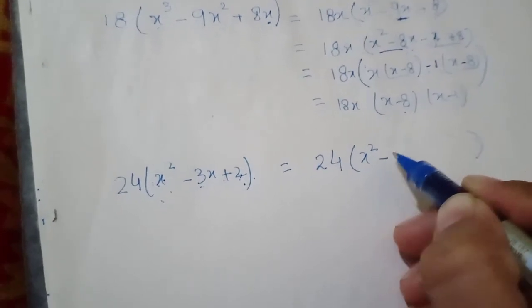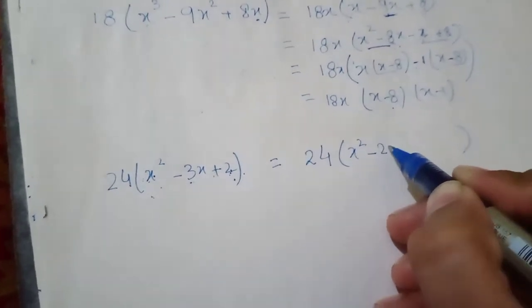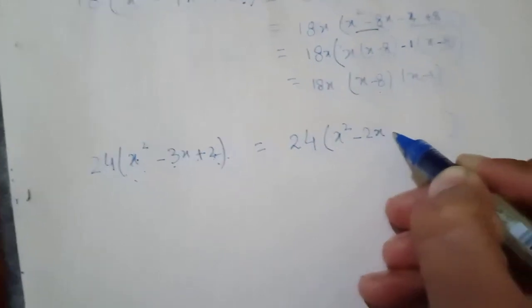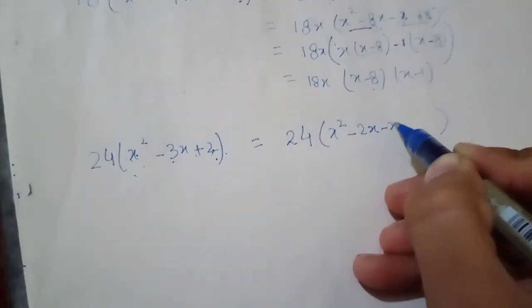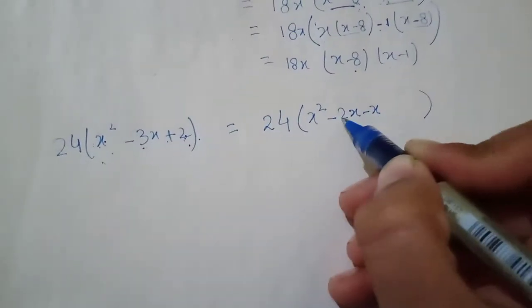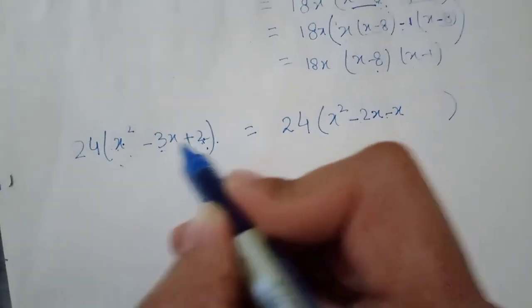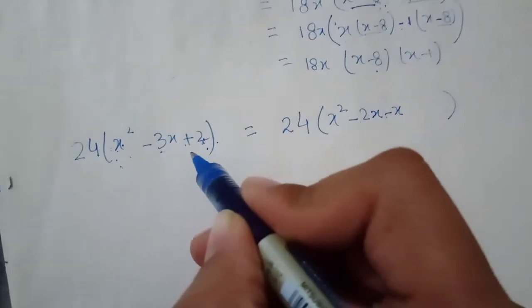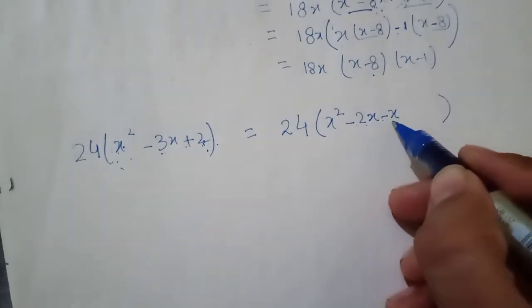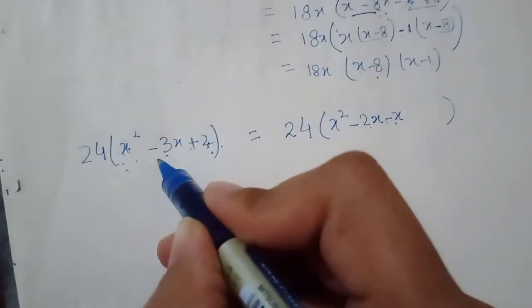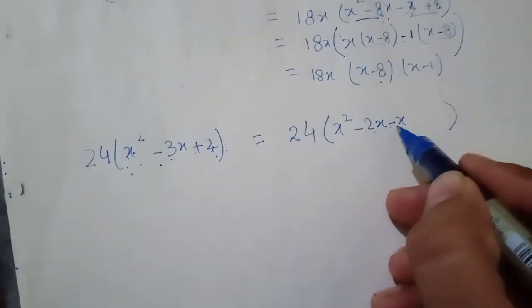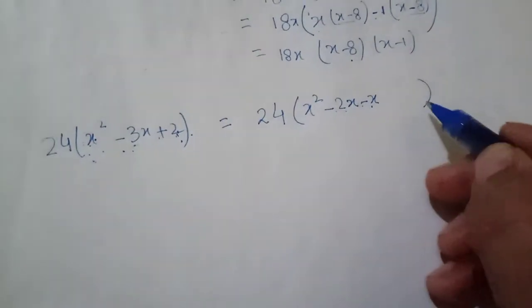2 ones are 2. You will get minus 2x minus x. 2 ones are 2, minus minus plus. You will get 2x square. But when you add them, minus 2x and minus x, you will get minus 3x. Minus 2x minus x is equal to minus 3x.